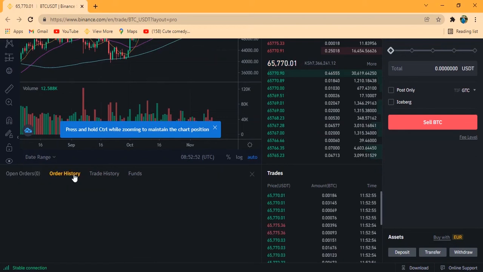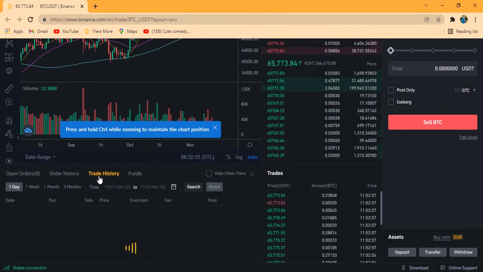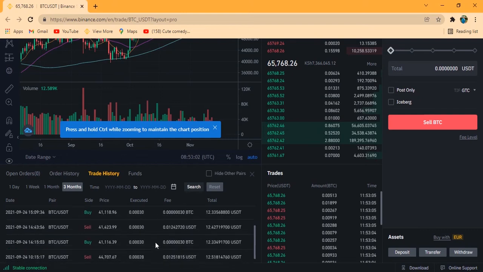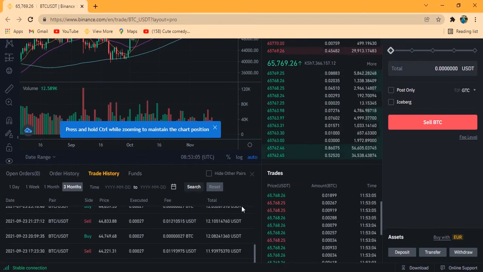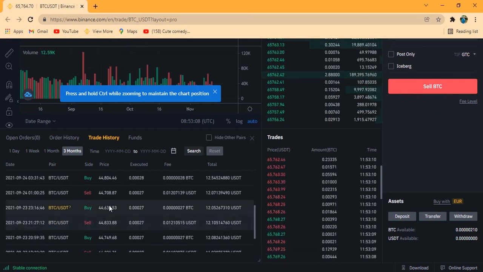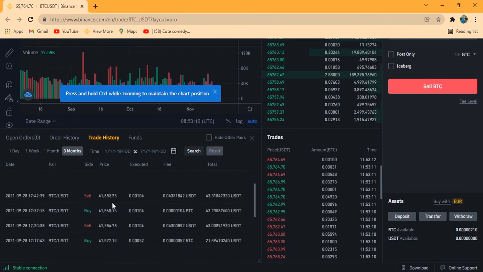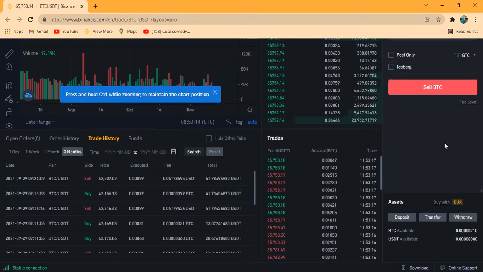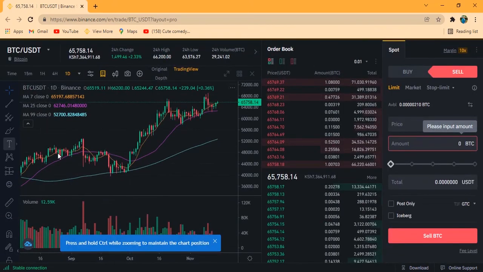Then orders over here, you can see the open orders. You click over there on the 3 months period. You can see I was buying. You can see all the things over here are buy, sell, buy, sell, buy, sell. You buy when the price is low, you sell when the price is high. You can even sell when the price is high, and then you buy when the price is low. It just goes like that.